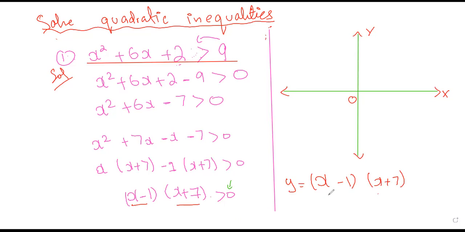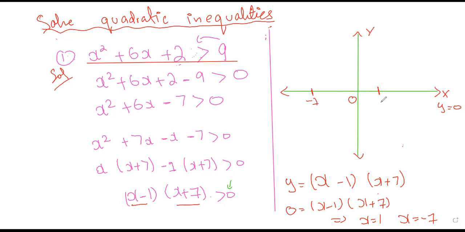You will simply see which points your graph will cut on the axis. We know at y axis y is 0, at x axis y is 0. Okay, so 0 equals x minus 1 and x plus 7. This implies x is 1 and x is minus 7. So x is 1 and x is minus 7.